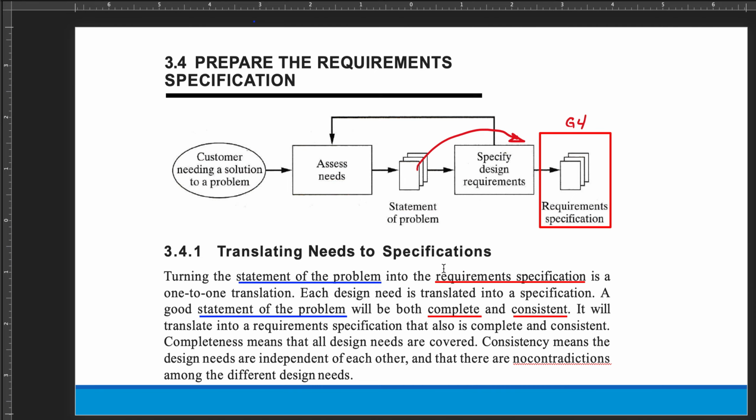So this diagram is indicating, again, I'm concentrating on doing the statement of the problem here, but we're looking in the future to do a requirement specification. And so let's look at the next few slides and see how it deals with the statement of the problem, indicating that eventually we'll have to come up with this last diagram here on this chart. The main idea here is that a good statement of the problem will be both complete and consistent, which will help develop our future requirement specification.